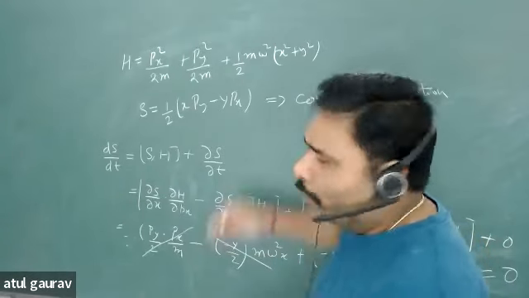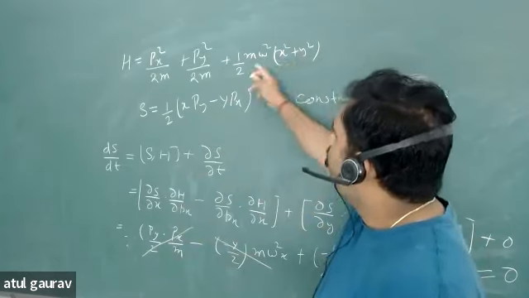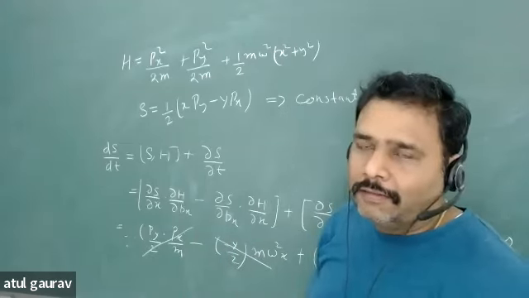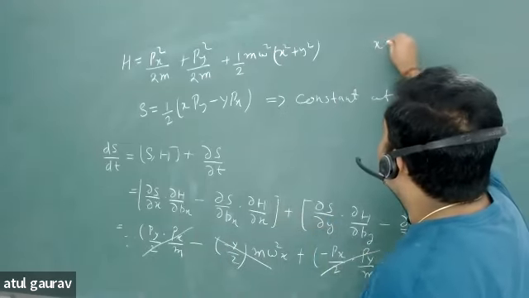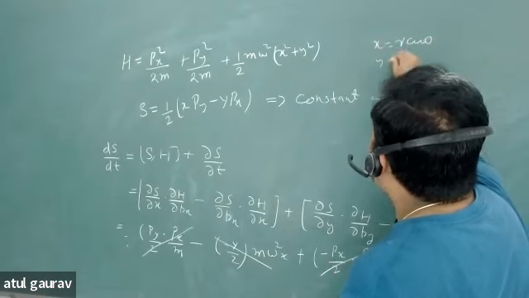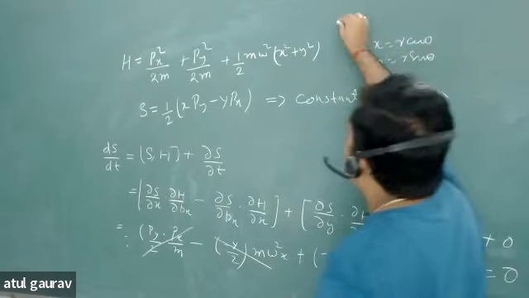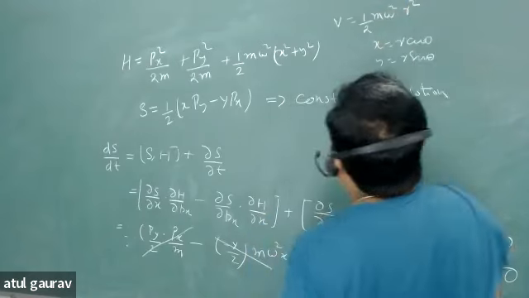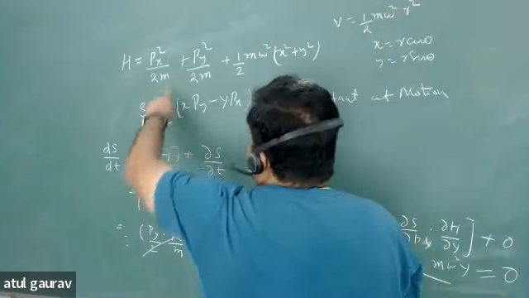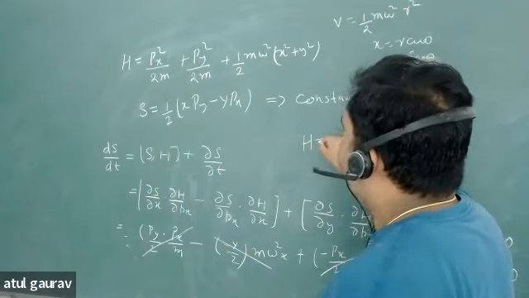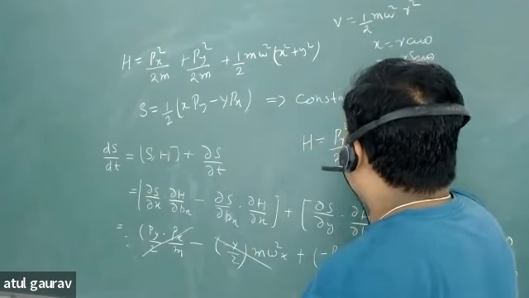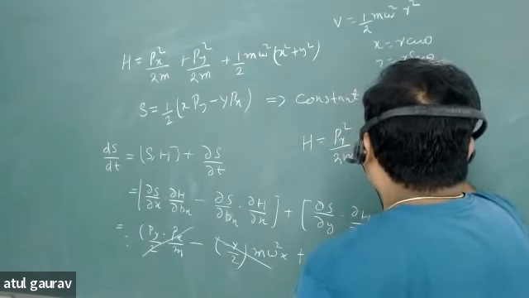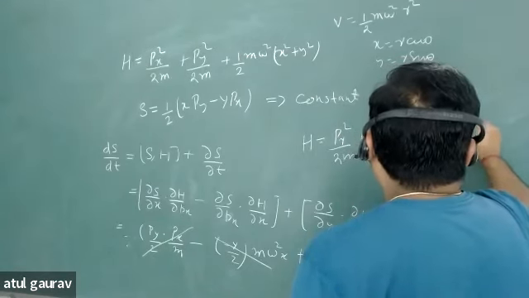And if any particle is moving in a horizontal plane, and the force acting on it, what kind of force is this? This potential is a conservative potential. You can easily put x equals r cos theta, y equals r sin theta. So what is your potential energy? Your potential energy is half m omega square r square. And this can be written in polar coordinates. So in polar coordinates, it is p_r square upon 2m plus p_theta square upon 2mr square plus half m omega square r square.